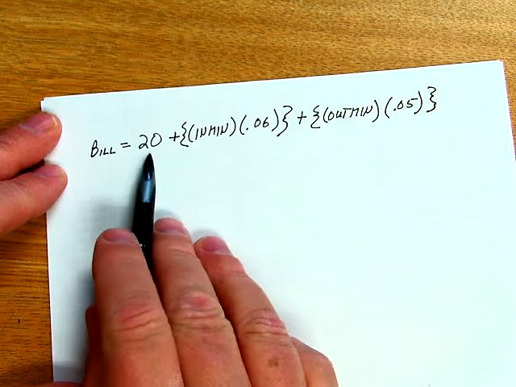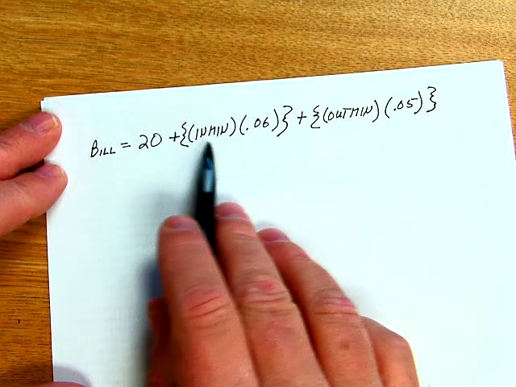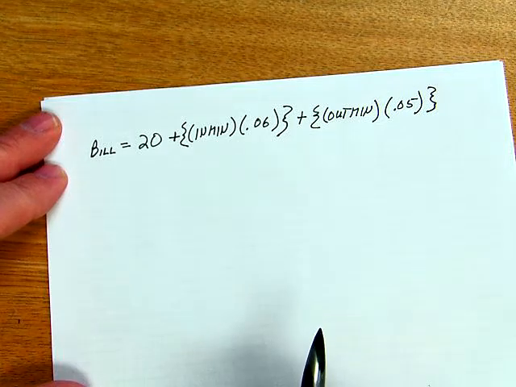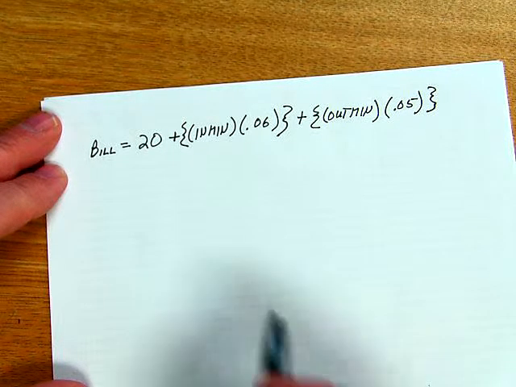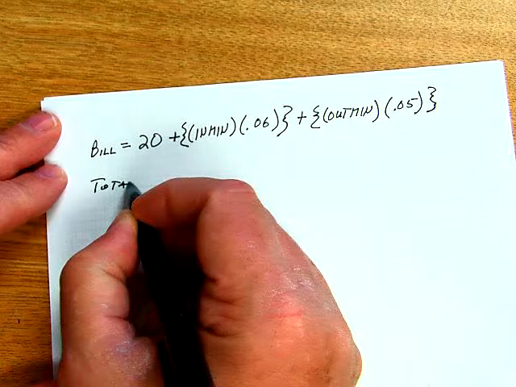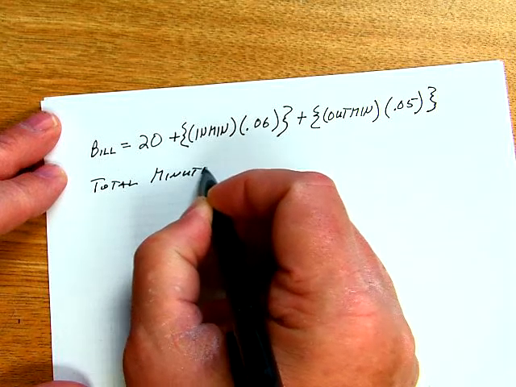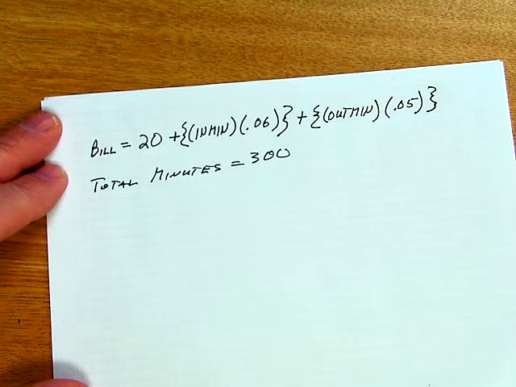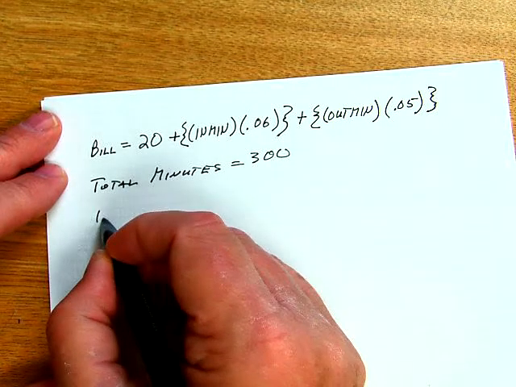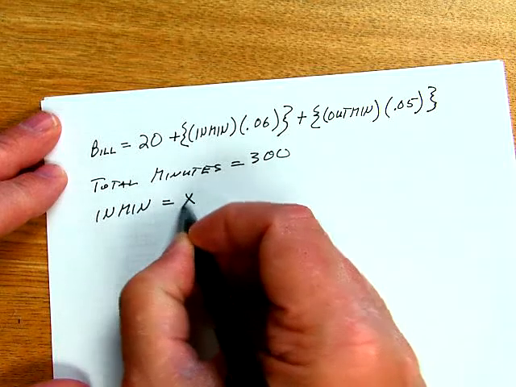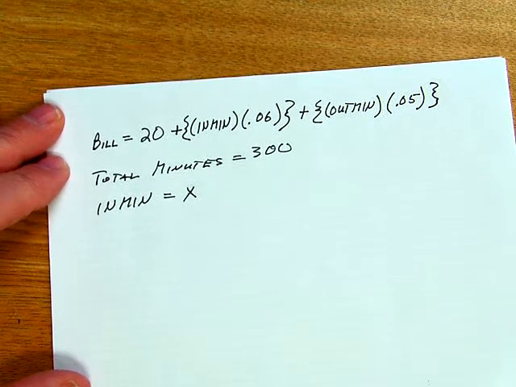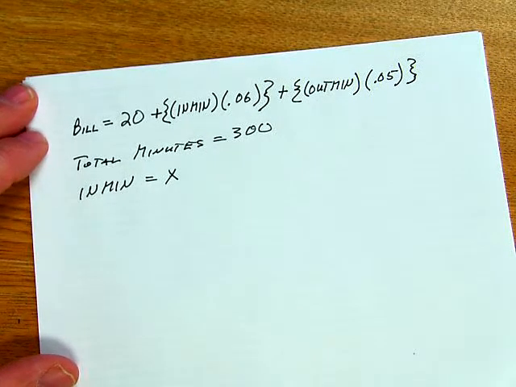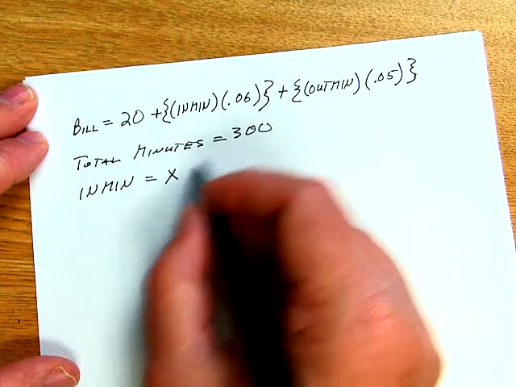Okay, so you can see that I pay $20 no matter what, plus 6 cents for every in-state minute and 5 cents for every out-of-state minute. So now let's say that I know that I have total minutes of 300, and I know that my in-state minutes is equal to X. So what would be my calculation for my bill? Well, let's just carry that down and substitute this stuff in.